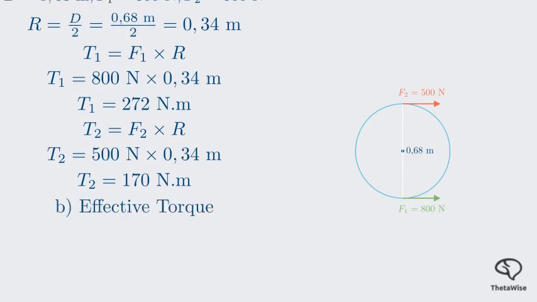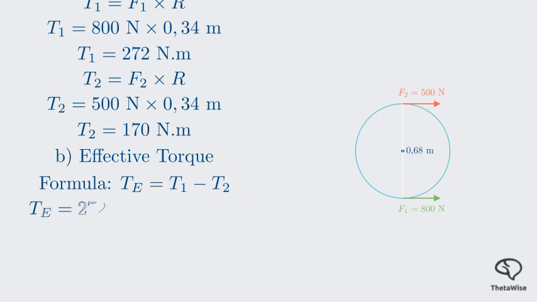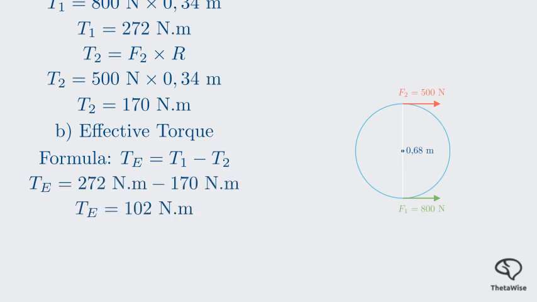Now for part B, the effective torque. The effective torque, also called the net torque or the transmitted torque, is the difference between the two torques. It's the turning effect that drives the pulley. Since T1 is greater than T2, the effective torque, TE, is T1 minus T2. Substituting the values from part A, TE equals 272 newton meters minus 170 newton meters. This gives us an effective torque of 102 newton meters.